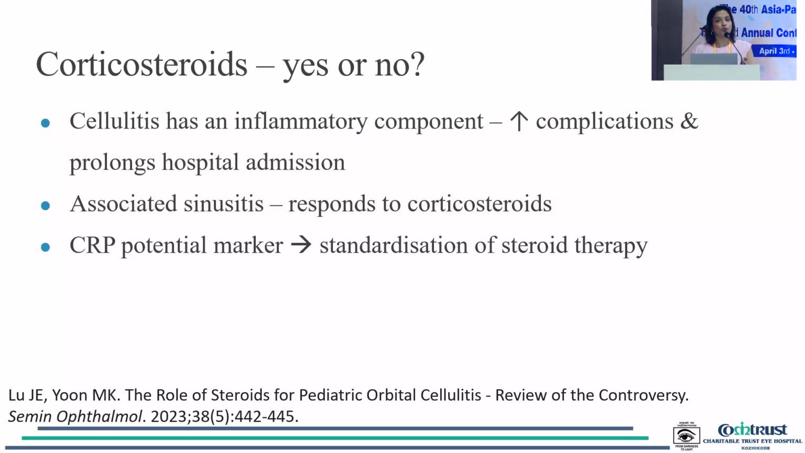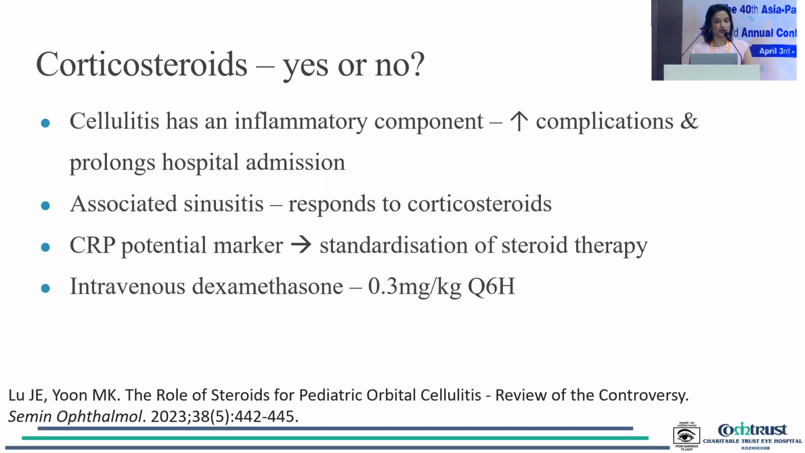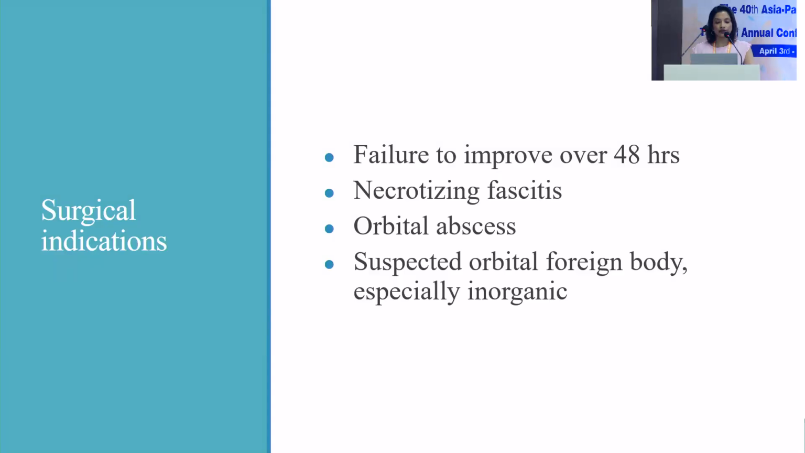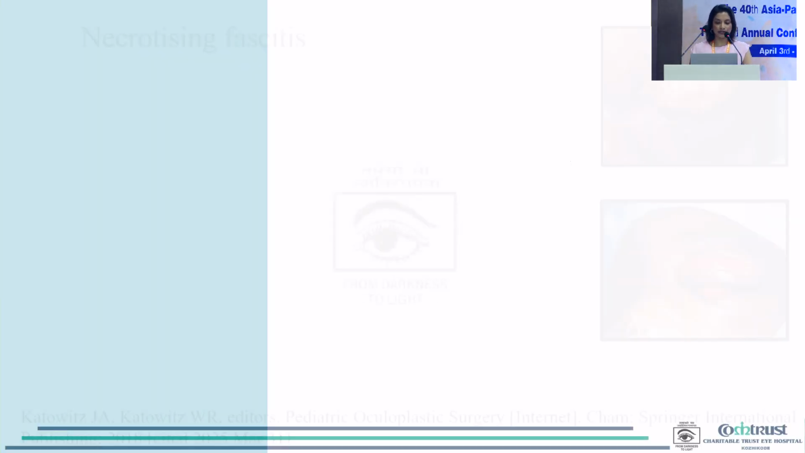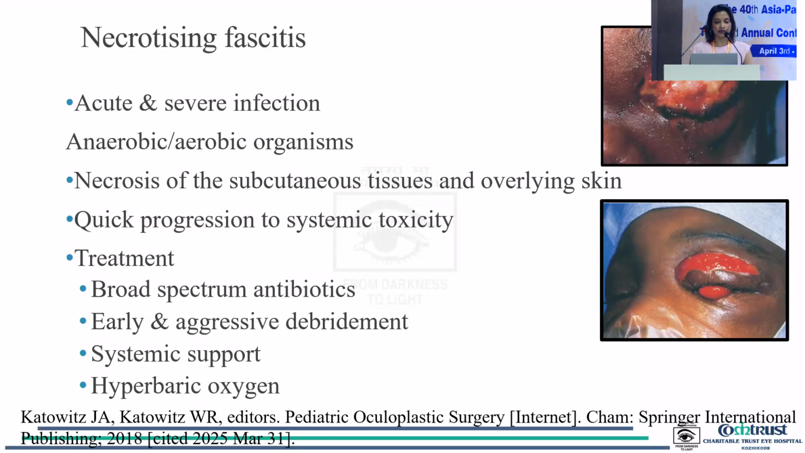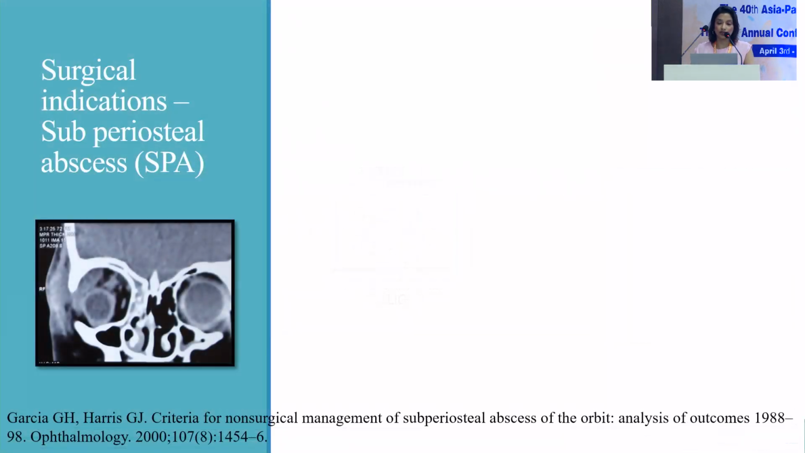There is no standardized protocol as to how much to give, but in my practice, what I would like to give is, while the child is improving, after 48 hours, you can give IV steroids, and look for improvement, and thereby discharge the child on oral steroids in a quick tapering dosage with 1 milligram per kilogram. And surgical indications are obviously when the patient fails to improve and when you can locate orbital abscess. Necrotizing fasciitis, you have to look for progressive skin ulcerations, and this can quickly progress to systemic toxicity, so prompt referral and treatment is required.